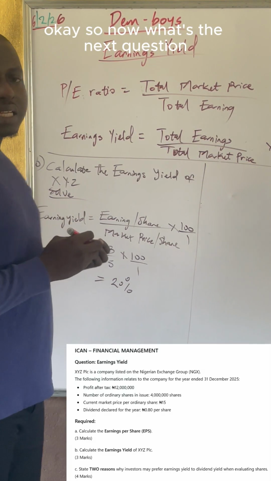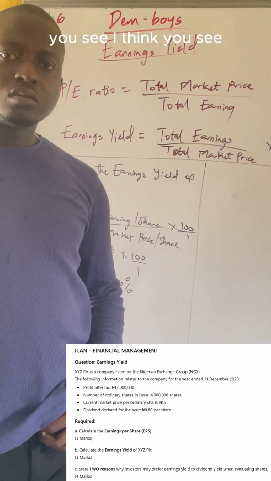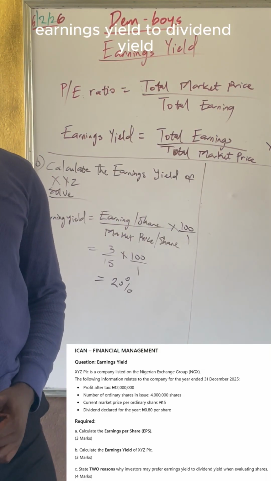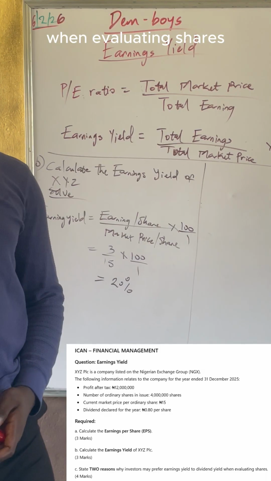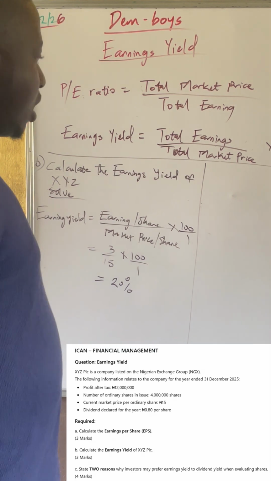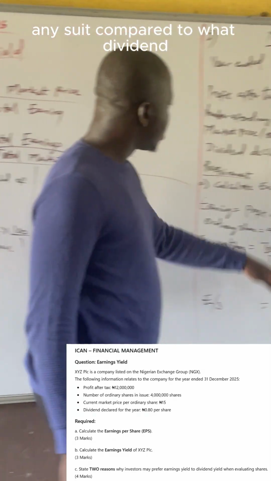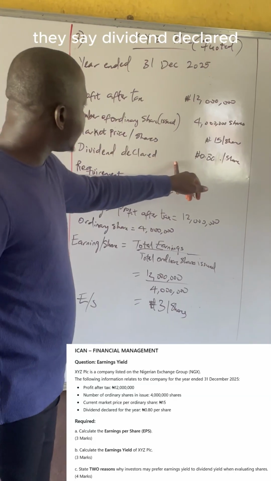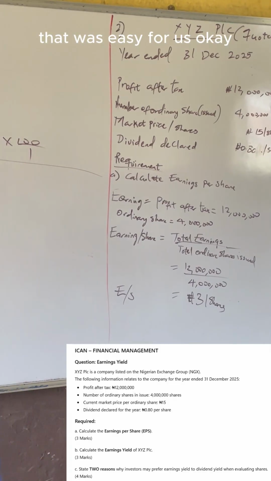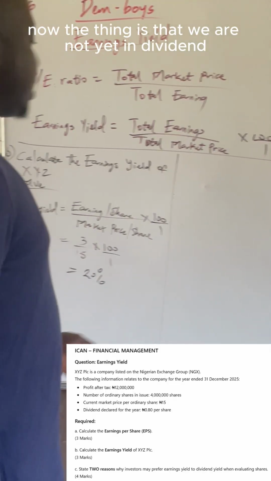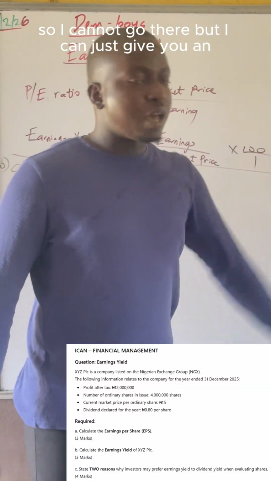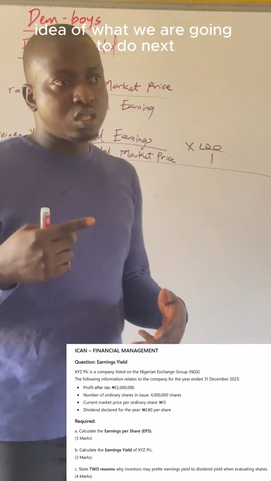Okay, so what's the next question? The C states: state 2 reasons why investors may prefer earnings yield to dividend yield when evaluating shares. They say dividend declared at 0.08 per share, that's 80 kobo. The thing is that we are not yet in dividend yield, so I cannot go there.